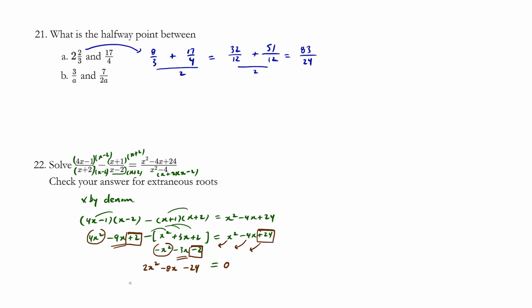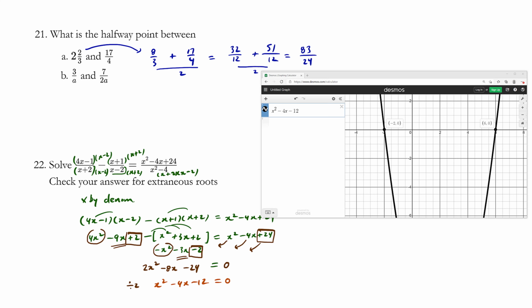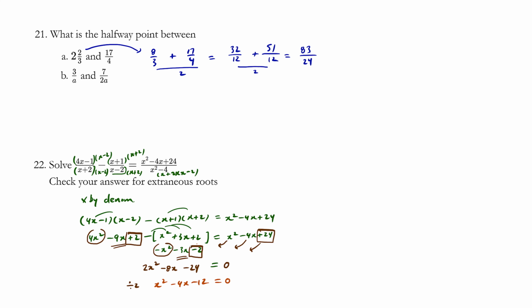Okay, so we're allowed to divide by 2. So we have x squared minus 4x minus 12 equals 0. And we know that we can factor, because when we use Desmos, you can see that the factors are x minus 6, x plus 2. So the roots are 6 and negative 2. So let's write that down. x equals 6, negative 2.